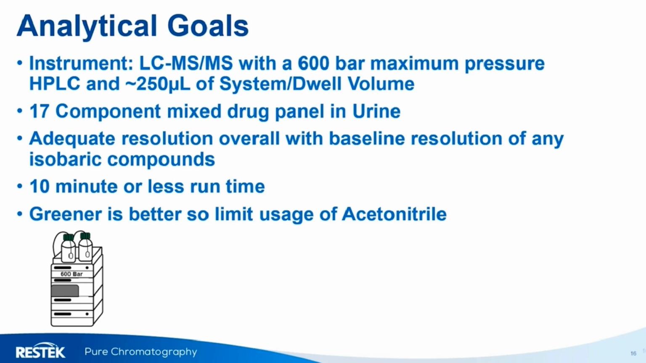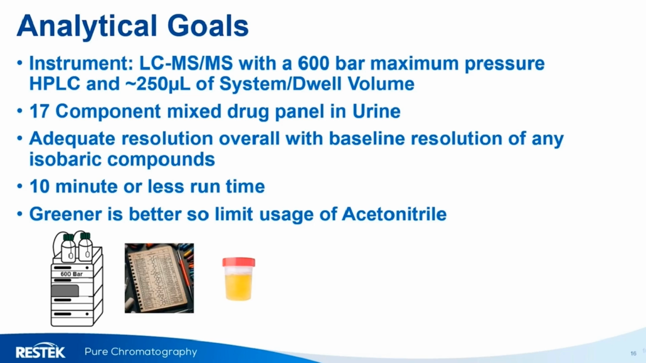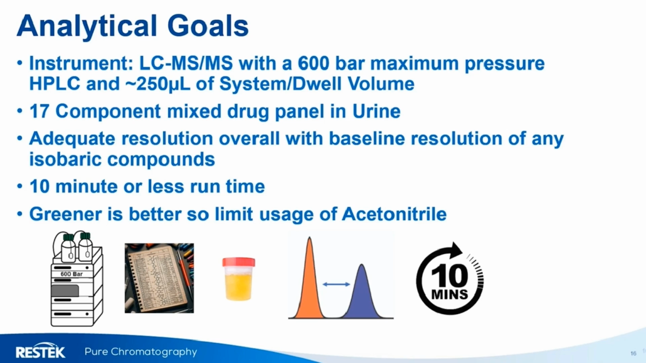We also are looking at a 17 component mixed drug panel in urine as a matrix, and we're looking for adequate resolution with overall baseline resolution of any isobaric compounds. Baseline resolution is described at a value of 1.5 between closely eluting compounds. We want a runtime of 10 minutes or less. And since greener is better, let's try to limit the usage of acetonitrile in this separation.